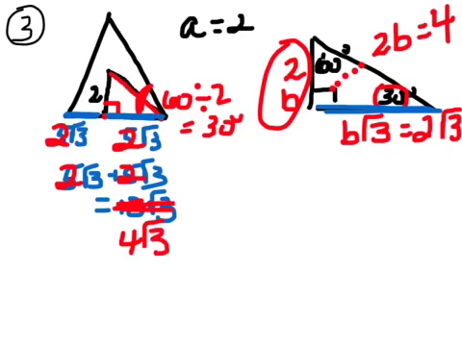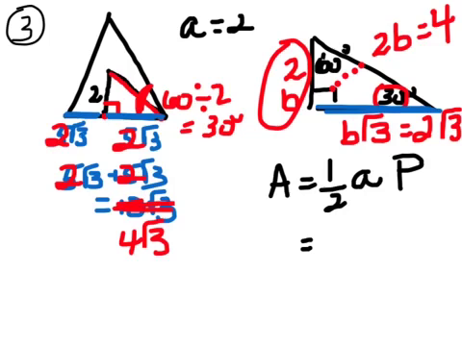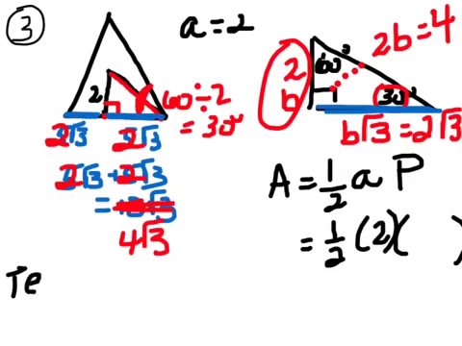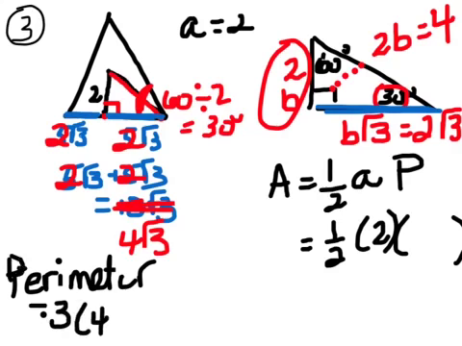Now, how does that help me? If you think about your formula, area is a half apothem times the perimeter. We now know the apothem. We knew it was 2. We just really needed our perimeter. If one side is 4 square roots of 3, aren't all the sides equal in a regular figure? So couldn't I just say the perimeter is 3 of those? So it would be 3 times 4 square roots of 3.